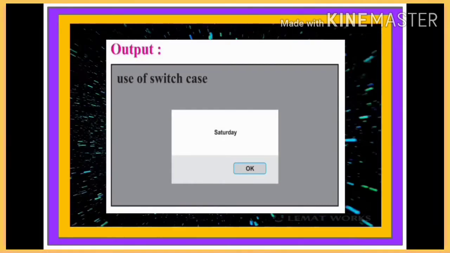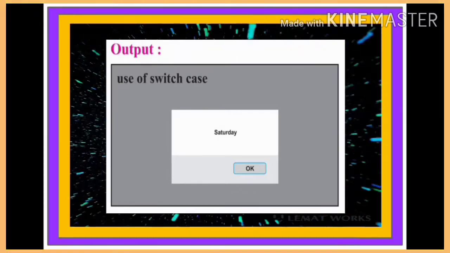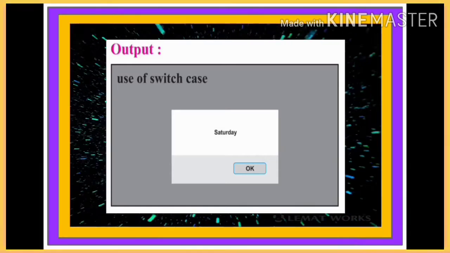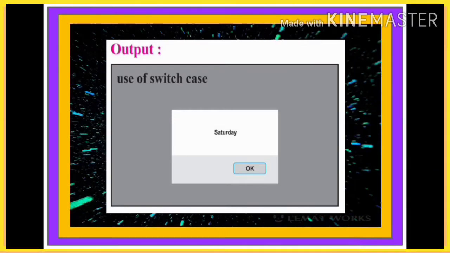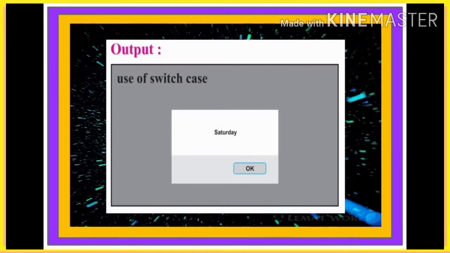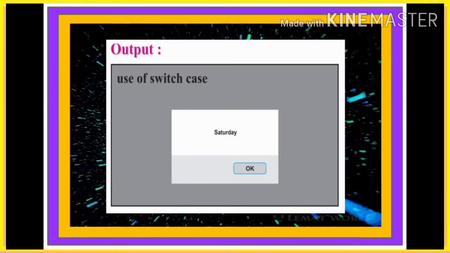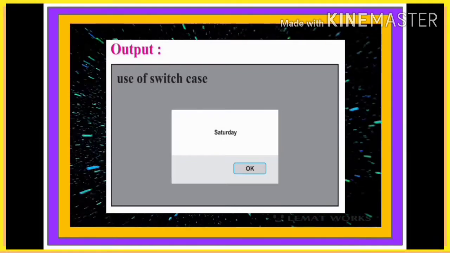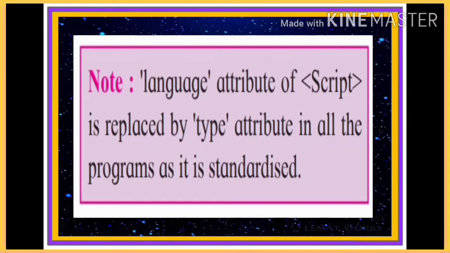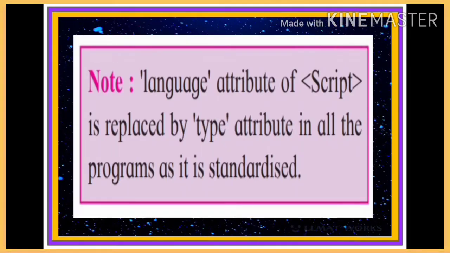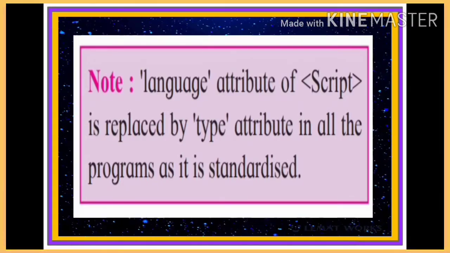You will get this output. The figure shows Saturday because the value of day is 6, so it matches with the case 6 where alert is Saturday, so it will show alert box with Saturday and one OK button. So this is one of the simple examples of switch case statement. Students, please note, the language attribute of script is replaced by the type attribute in all the programs as it is standardized.